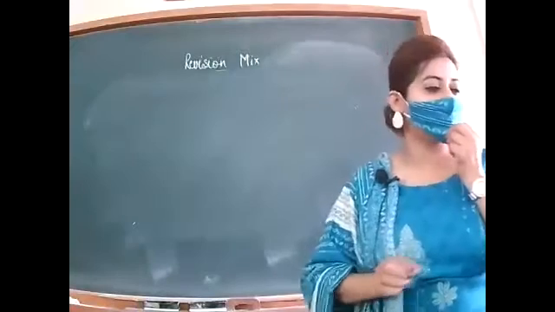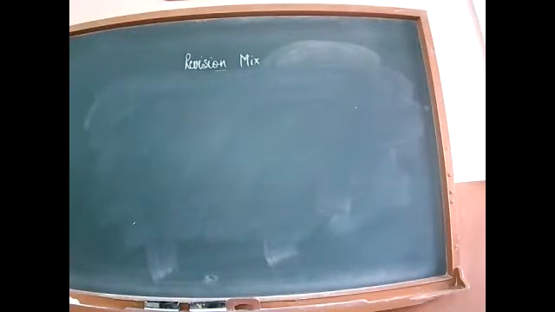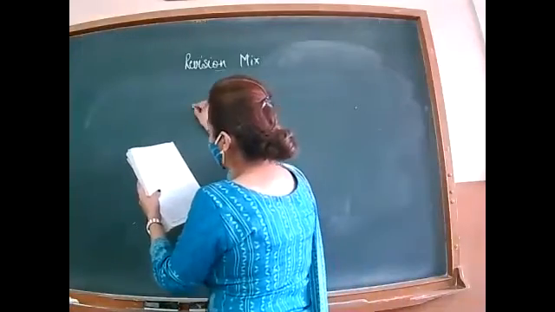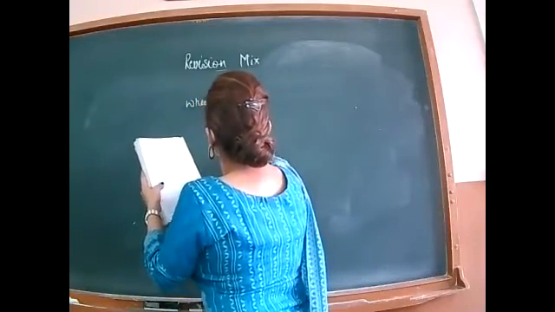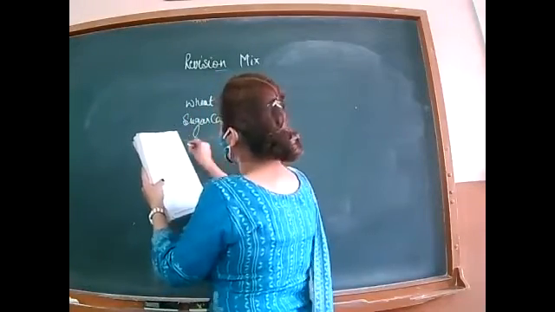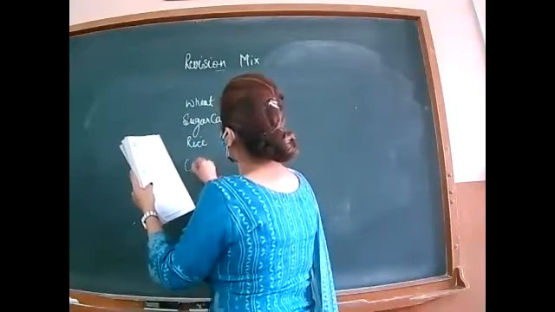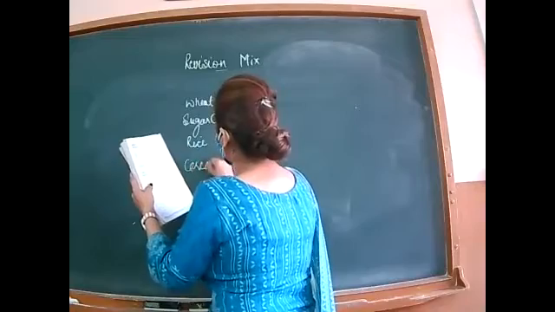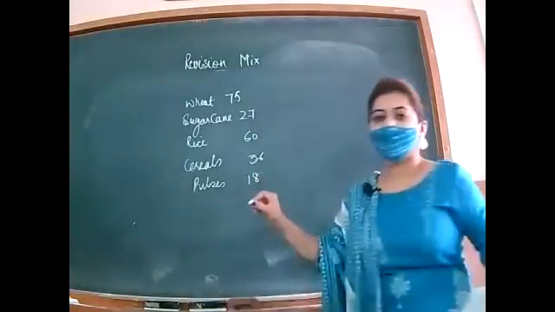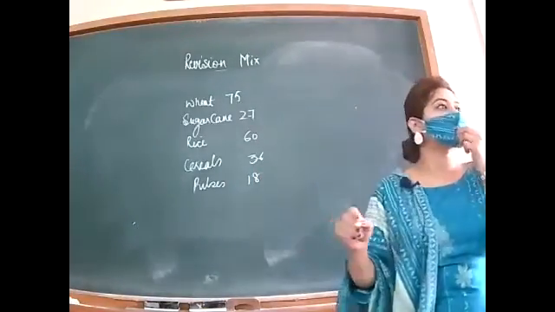Find the central angle for the following: wheat 75, sugar cane 27, rice 60, cereals 36, and pulses 80. You have to find the central angle.